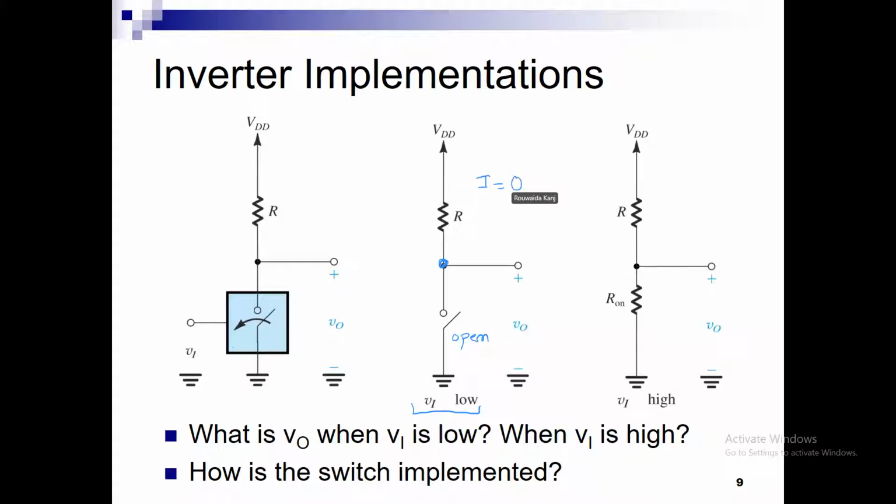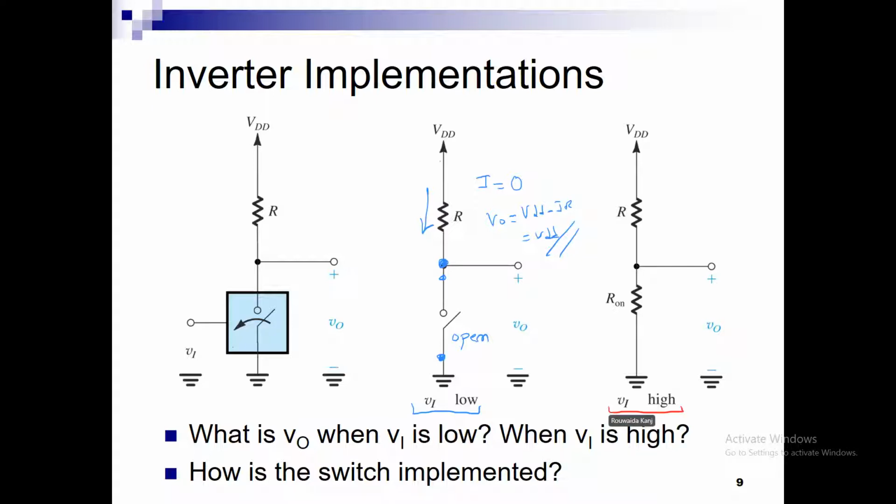It's 0, right? So V out will be equal to VDD minus IR, and it will be equal to VDD. So when the switch is open, it has isolated the output from ground, and the resistor, due to the current being equal to 0, really is the only device connecting the output to a supply which happens to be VDD, so it will pull it up fully to VDD.